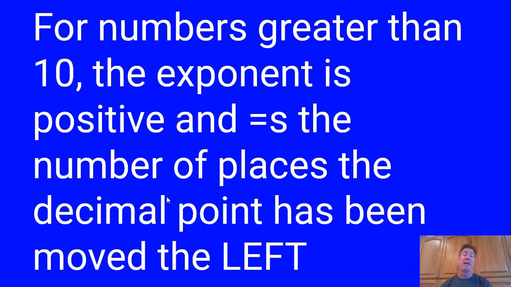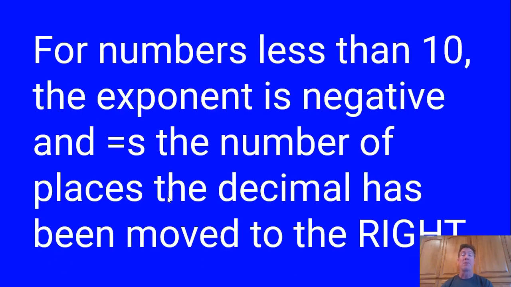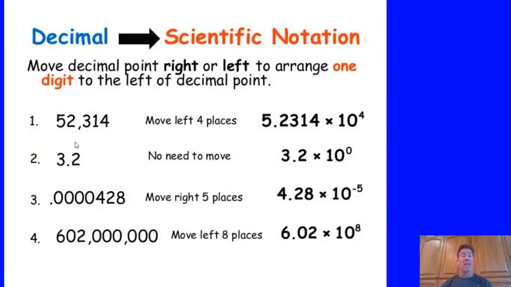For numbers greater than 10, the exponent is positive and equals the number of places the decimal point has been moved to the left. For numbers less than 10, the exponent is negative and equals the number of places the decimal has been moved to the right. So again, 52,314, we move it 4 places, 1, 2, 3, 4 to the left, and we express that as 10 to the 4. So this number is 5.2314 times 10 to the 4th.